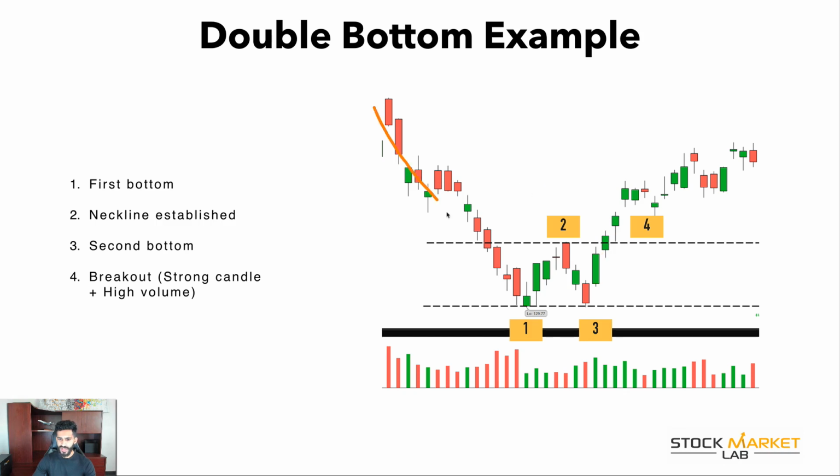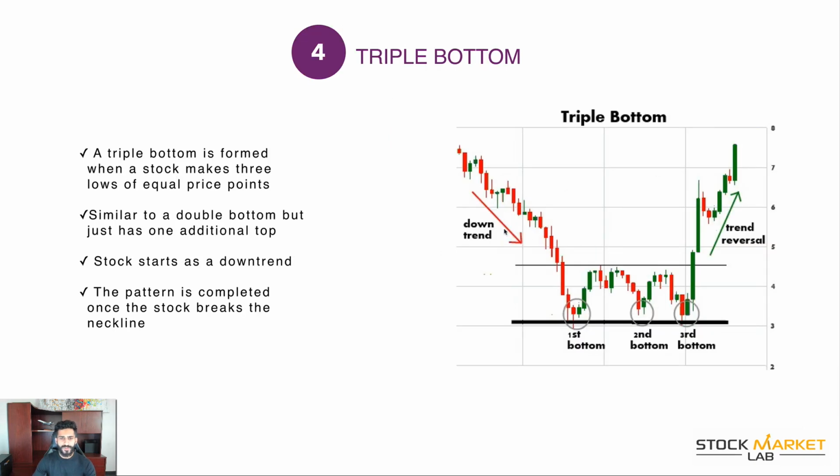So once again, stock is on its way down, hits the first bottom, retracement, neckline gets established. Boom, sellers try to push it down again. Buyers step in, and buyers are now in control, and you can see the stock price starts increasing. Strong breakout, strong volume, that's what we want to see. Next, we have a triple bottom. A triple bottom is formed when the stock makes three lows of equal price points. First low, second low, third low, right? And boom, breakout of the neckline.